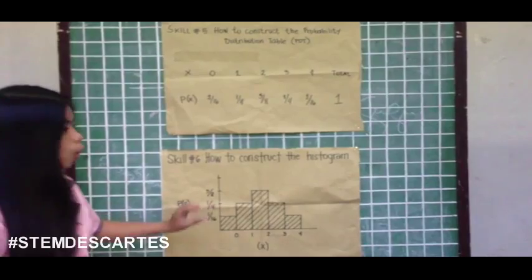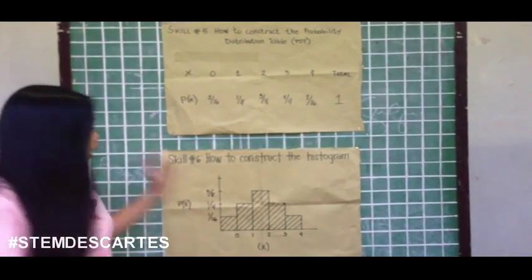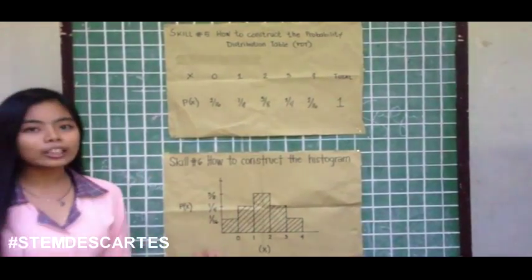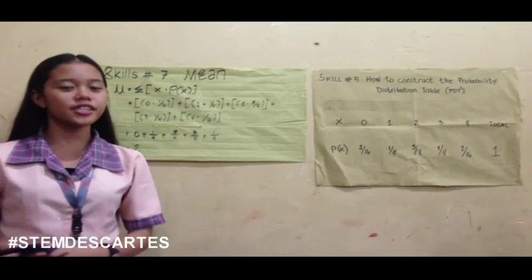in tossing 4 coins is 1/16, or 0.0625. And this is how a histogram diagram looks like. Skill number 7.